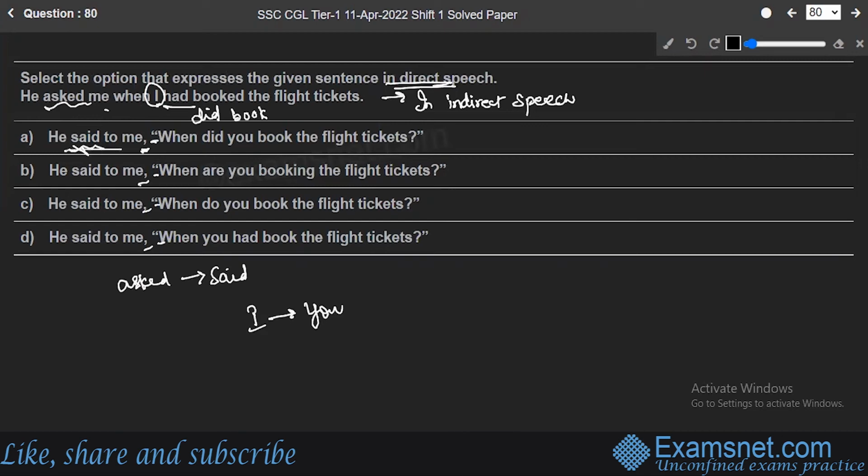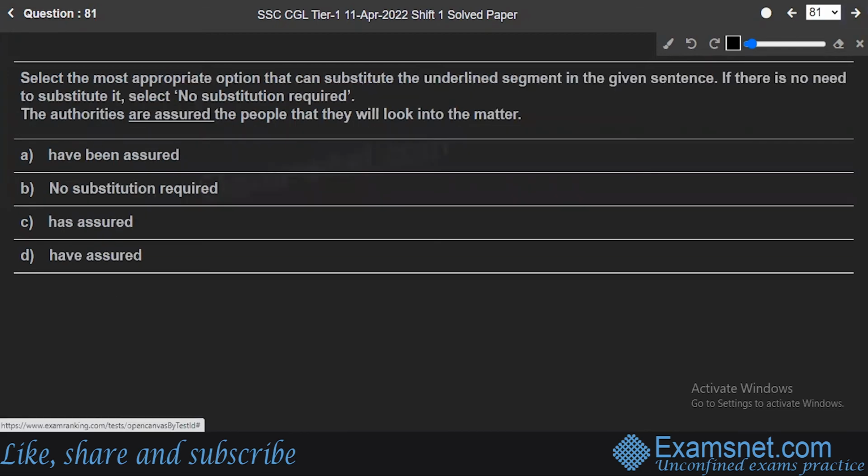He said to me, when did you book the flight tickets? It will be did, because it was he asked me when I had booked the flight tickets. It will be when did you book the flight tickets. So this is the correct option. Option A is the answer for this question. Hope you're clear, right?